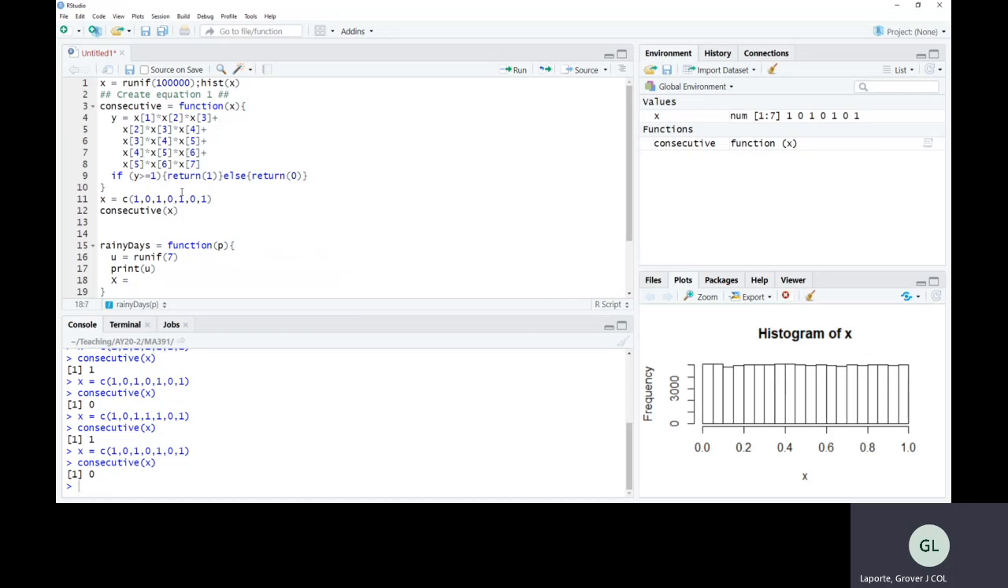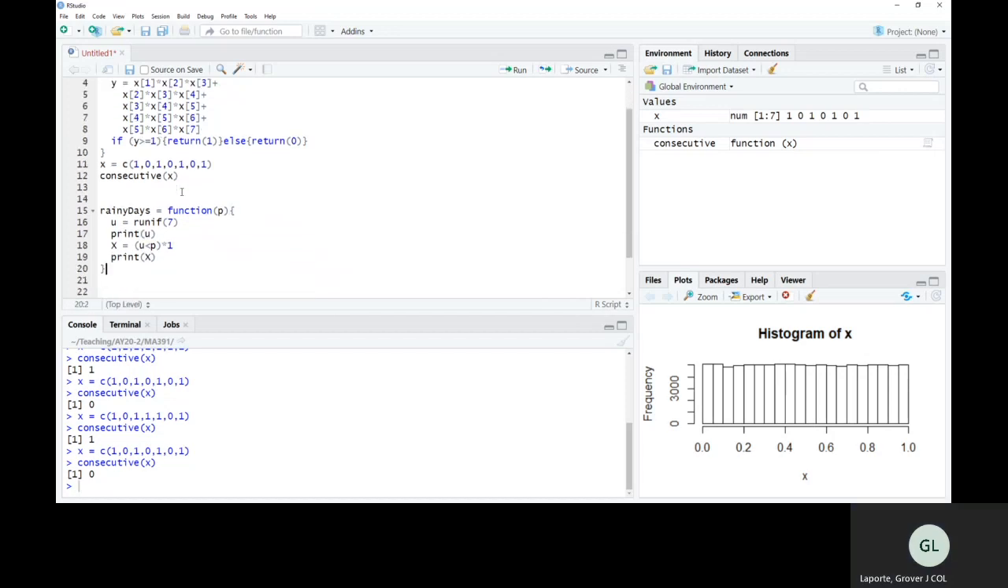I want the random variables to be, let's see, if U is less than P, in this case, if it's 0.5, it would go in. So my uniform numbers, if they're less than P, I think if you did it like this, it would be true or false. So if you multiply it by 1, then we should be good to go there. And then let's print X. Let's find out what happens. So let's run that. So let's go rainy days 0.5 and find out what happens.